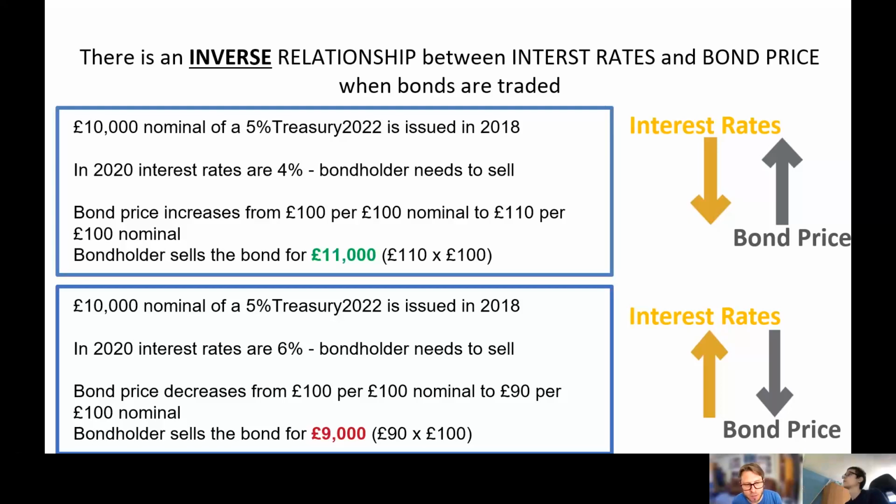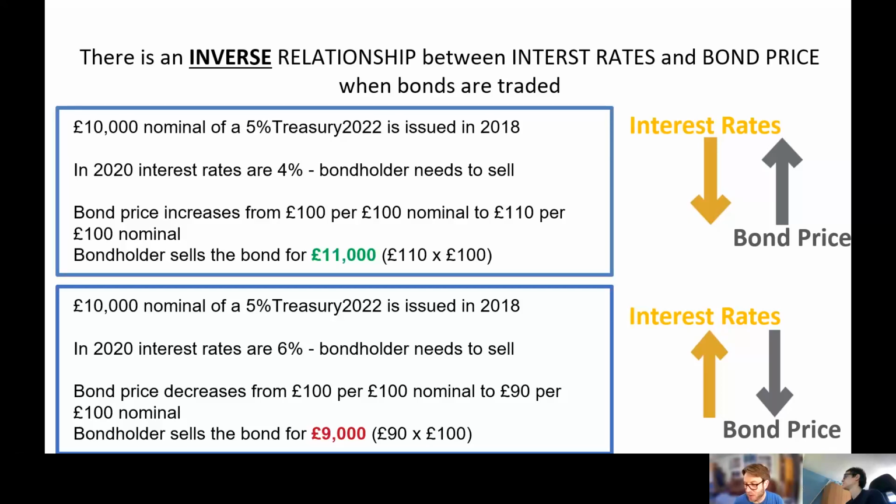And if we take the reverse scenario where interest rates go up, again we're the holder of that £10,000 Treasury bond, 5% interest. Same scenario: we purchased the bond in 2018, it has a maturity date of 2022, and in 2020 we want to sell it, so two years into the life of the bond. This time interest rates have gone up above the coupon rate of our bond. In the previous example they went down, but this time interest rates are 6%, so 1% higher than the coupon rate we are offering on the bond that we own.